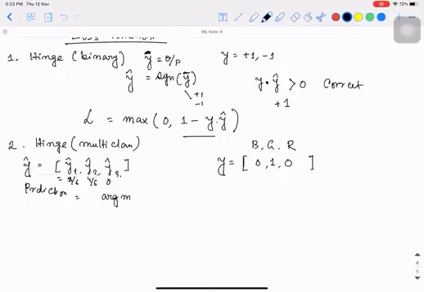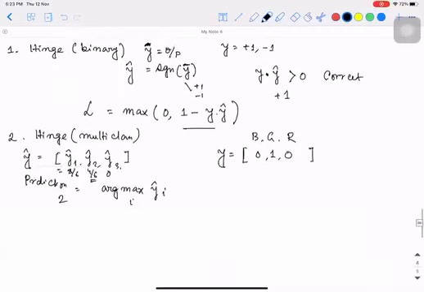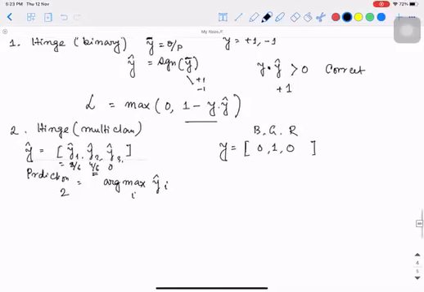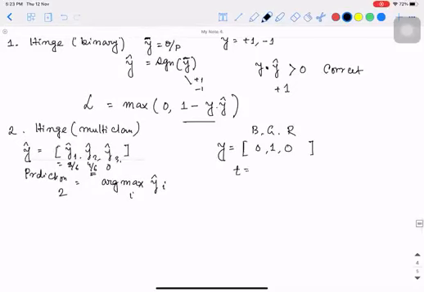Argmax y hat i. In this case, it would be 2, because for class 2, this is 4 by 6. So this is your prediction. Similarly, you have the correct class, say t, which is again argmax yi, which in this case is again 2, because this is 1.